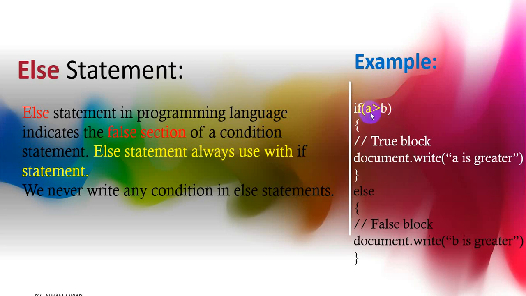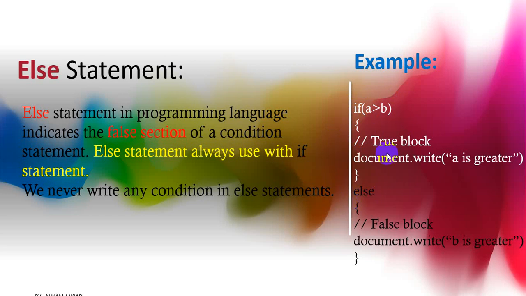Here, if you put a equal to 10 and b equal to 20, this will give a false result because this is not correct. a, which is 10, is not greater than 20, so it will directly switch to the false section, that is, it will come inside the else section.